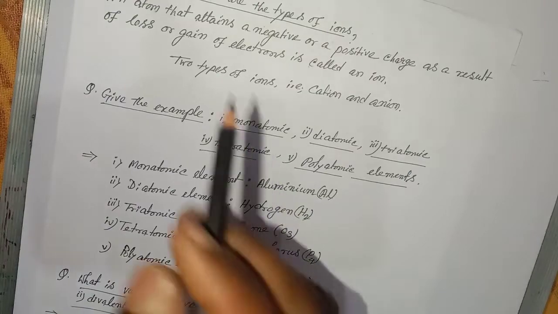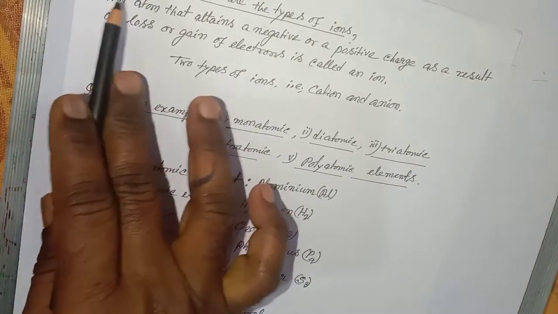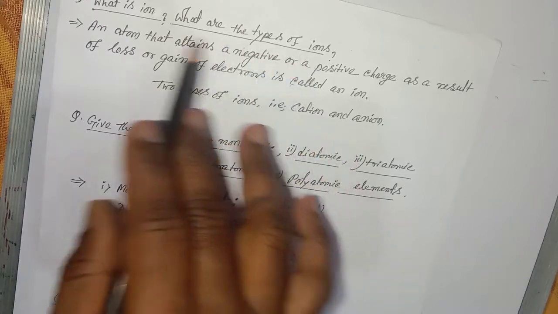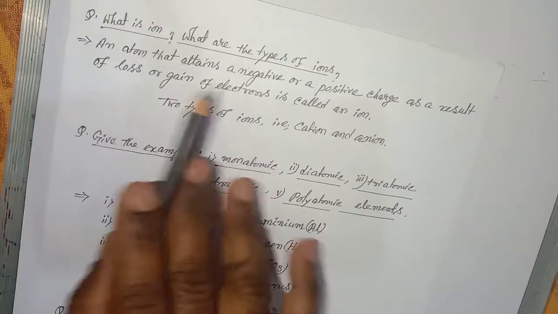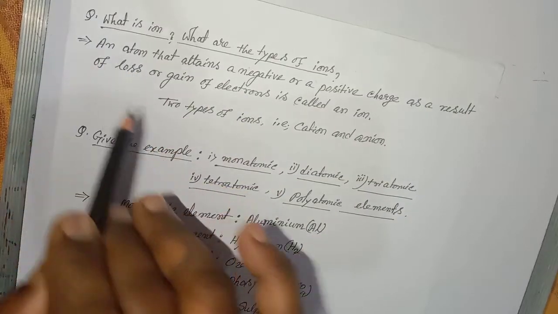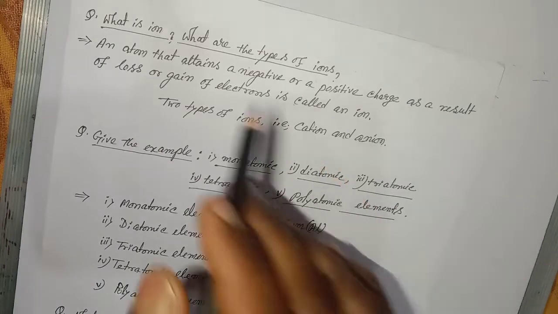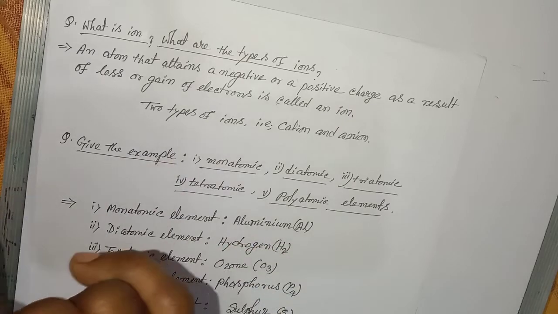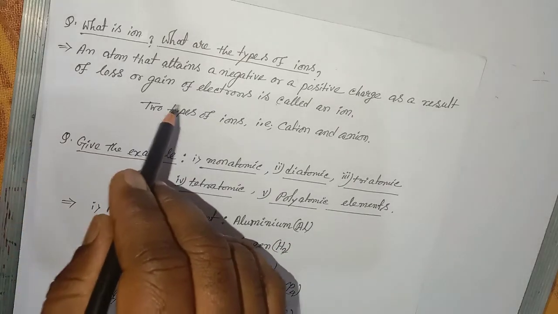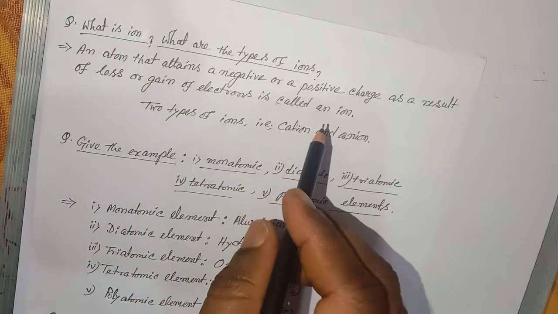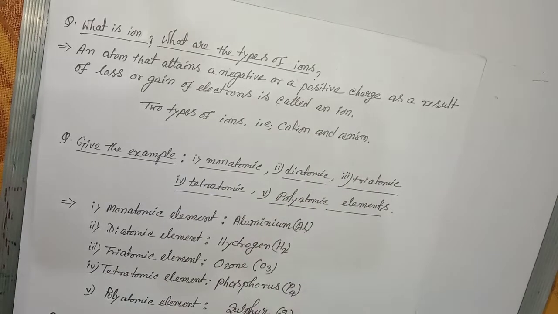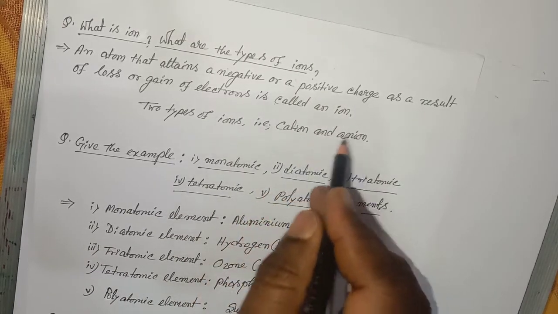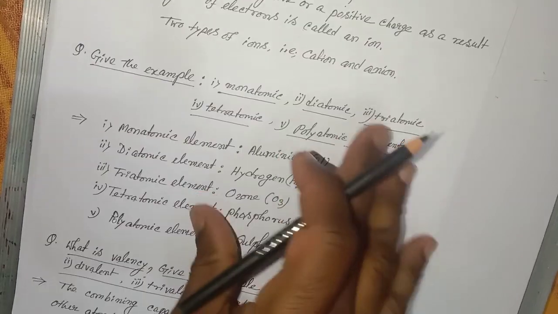Some questions: what is an ion? What are the types of ion? Atoms that attain a negative or a positive charge as a result of loss or gain of electrons are called ions. There are two types of ion: cation, that is positive, and anion, that is negative.